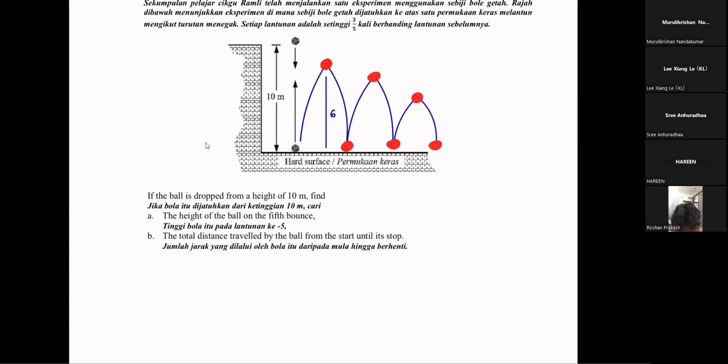Lepas tu ambil 6, darab dengan 3/5 lagi. Dapat berapa? 3.6. Faham tak? Tu cara dia lah.